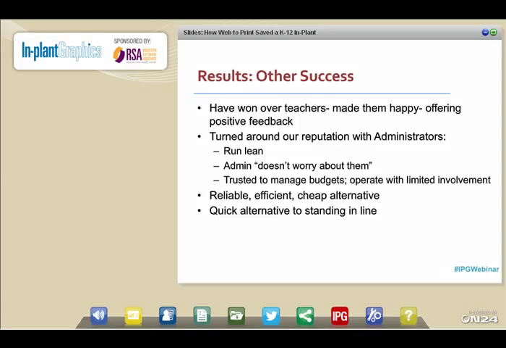We turned our reputation around with administrators. We're running lean now in a way we never have in the past. Administration really doesn't worry about their users overspending anymore because they have an efficient look at what was done, where it was done, how it was done, how much they spent, where they never had that before. So now they're able to make them accountable much easier than they had in the past.